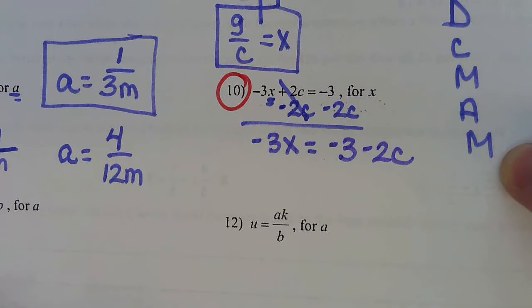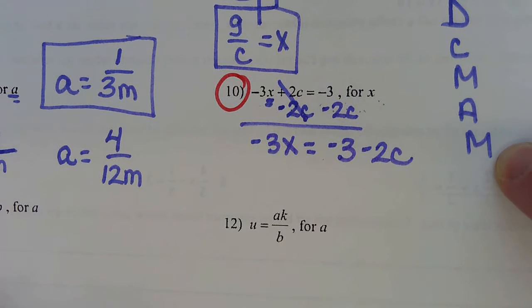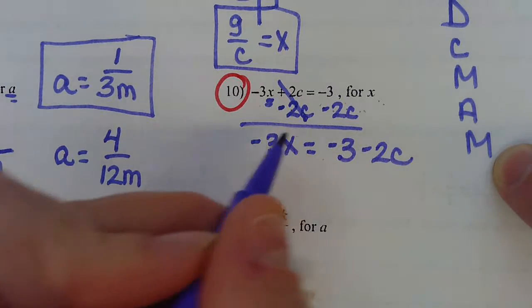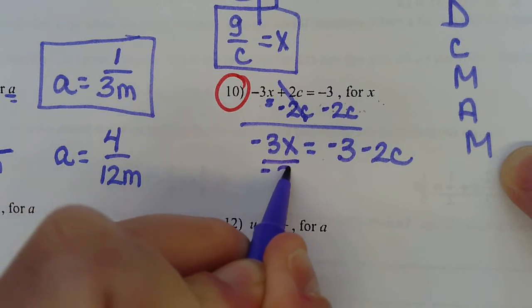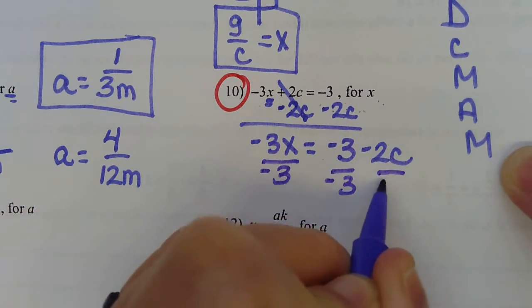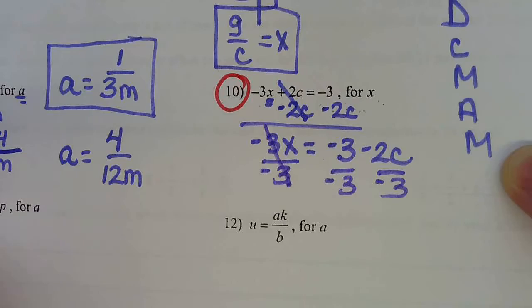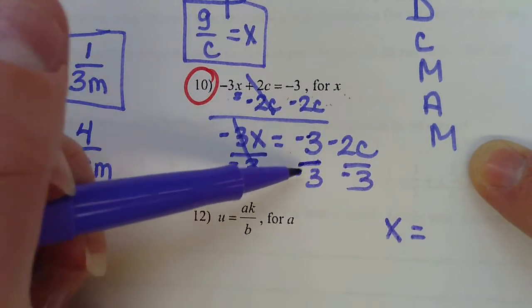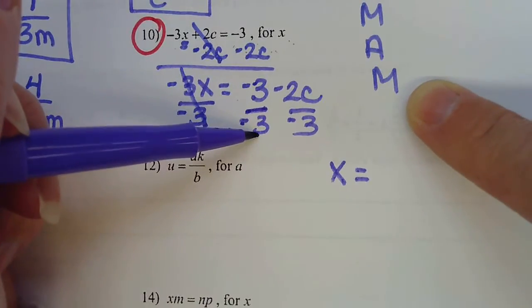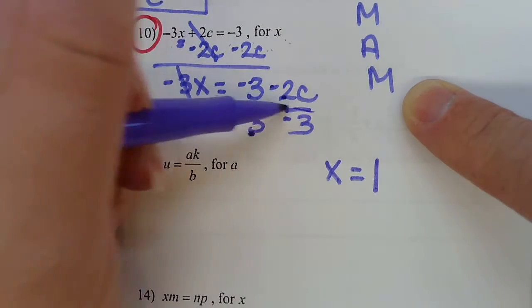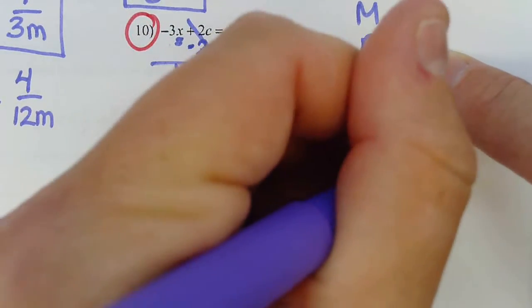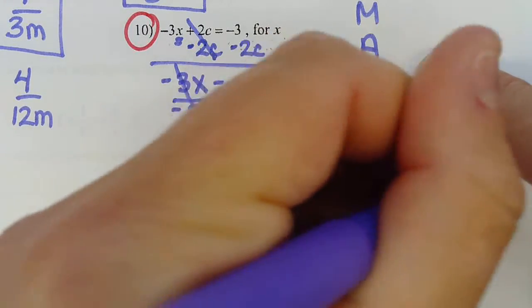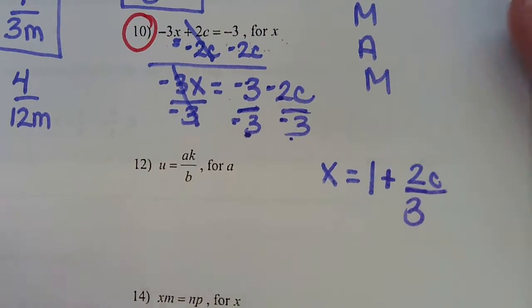So we did the add and subtract. Now we're at the multiply divide. Is there anything I can multiply or divide to get x by itself? Divide by negative 3. Divide everything by negative 3. And then you get x equals negative 3 divided by negative 3 is what? 1. Negative 2 divided by negative 3 is just a positive 2 over 3, and leave the c. This one is a toughie.